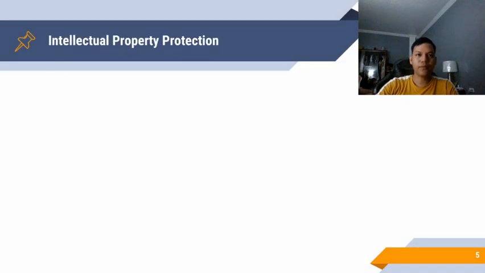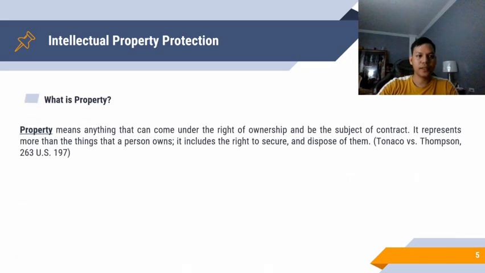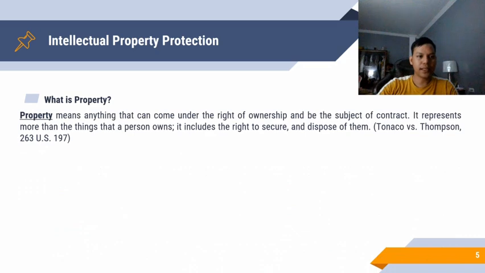So first we will have to discuss the different terms in order for us to fully understand what we are going to talk about in the other topics. First is the property. What is the property? Property means anything that can come under the right of ownership and be subject of contract.